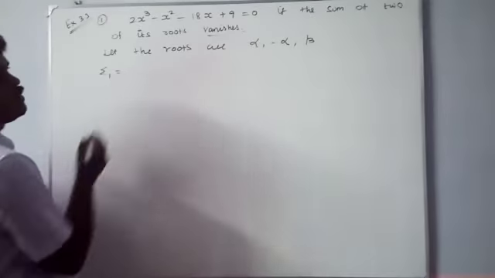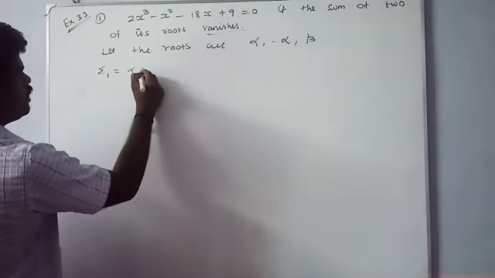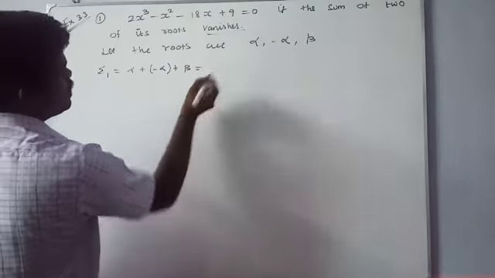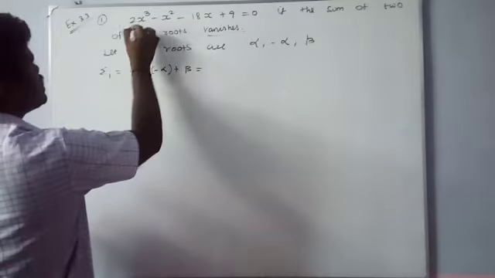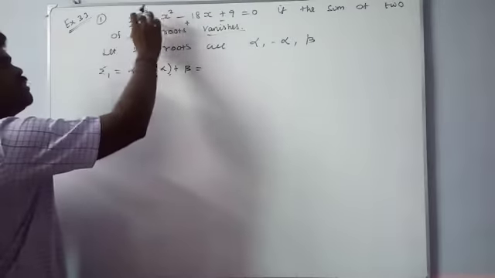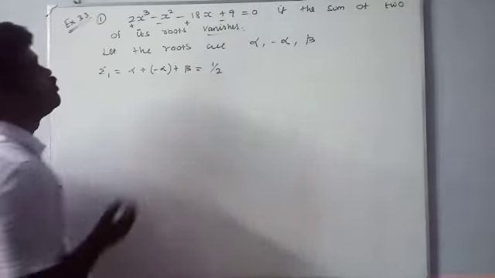Here summation 1. What are the values? Alpha plus minus alpha plus beta equal to, what is the value? Here plus minus, plus minus. Here minus into minus plus. So plus 1 by 2.